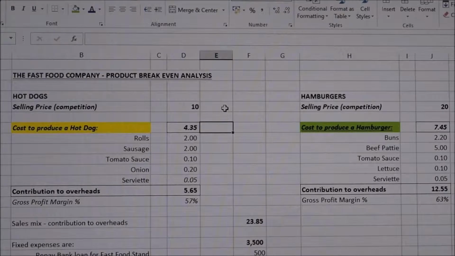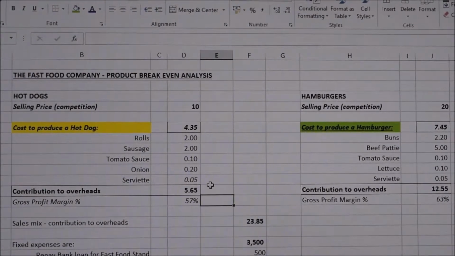And according to our competition, when we did our market research, it would be fair to sell a hot dog at R10. Therefore, we make a gross profit contribution of R5.65 per hot dog. The gross profit margin percentage is thus 57%.